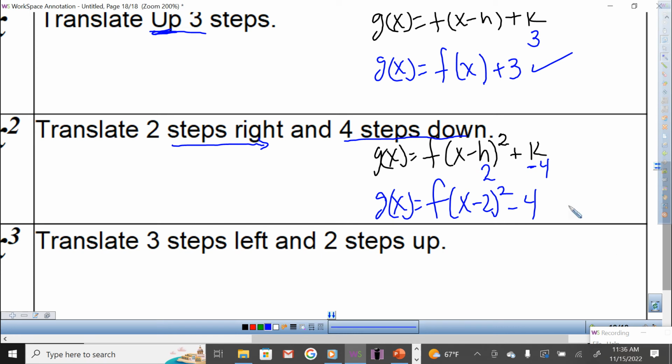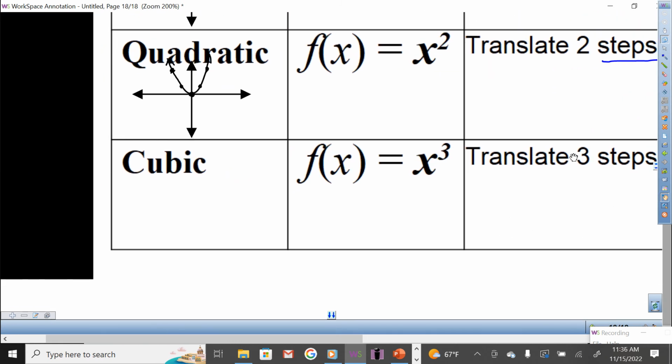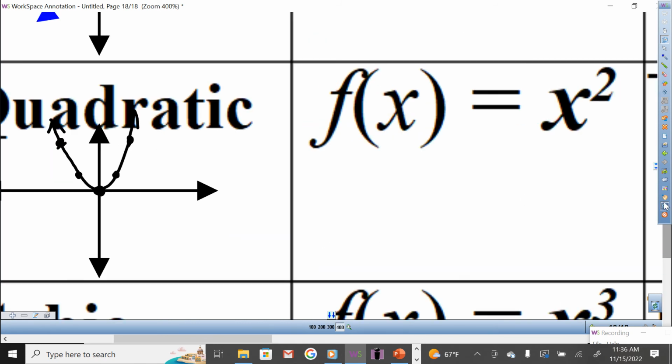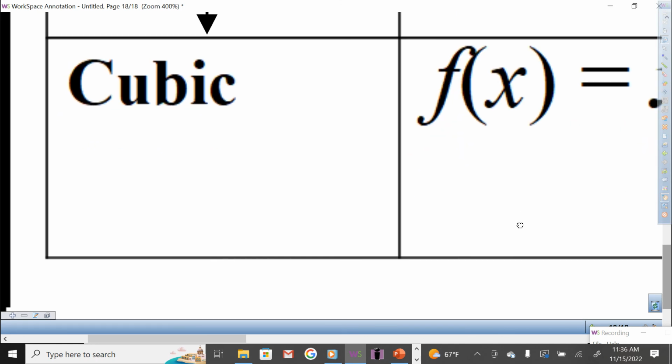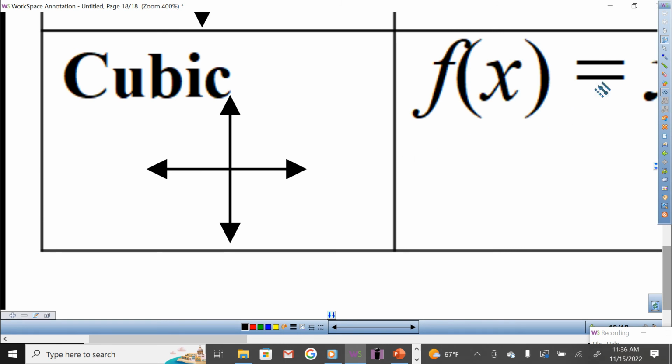All right, let's go to the cubic and then we'll do some practice with this. Here we go. Let's go to the cubic. Let me zoom into that cell. Now, tell your neighbor the first 2 points you're going to graph to the parent cubic function. Everyone, 0, 0, and 1, 1. That is correct. All parent functions have those 2. However, the cubic function looks like this.